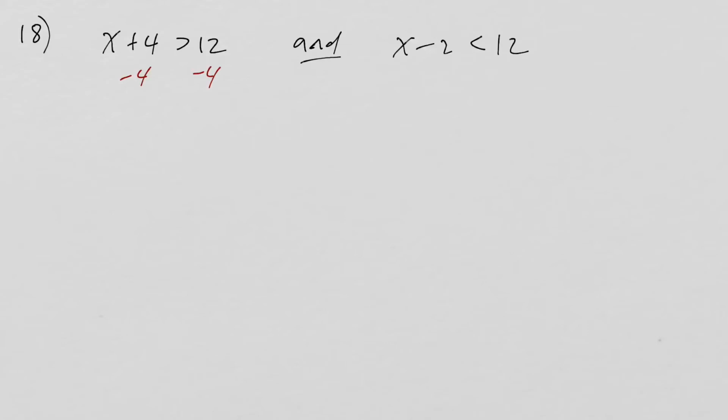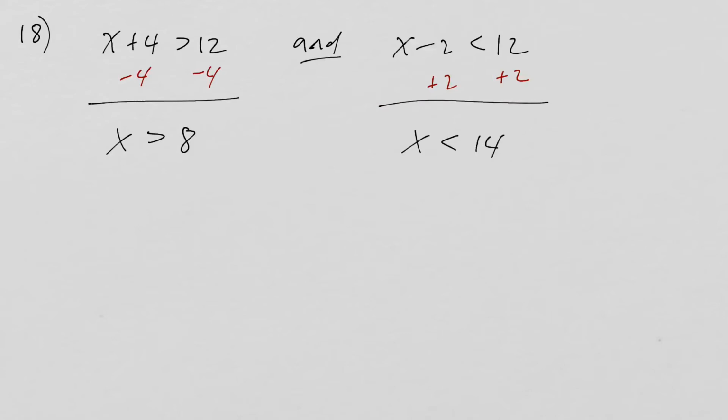Okay, for number 18, we're starting with x + 4 > 12 and x - 2 < 12. I'm going to solve this first one by subtracting 4 from each side, and I'll get x > 8. And I'll solve the second one by adding 2 to each side, and I'll get x < 14.